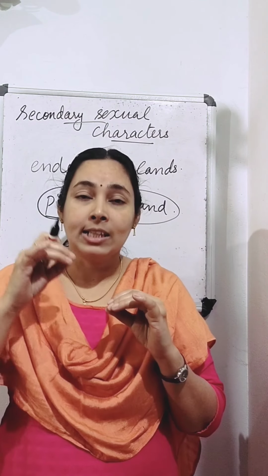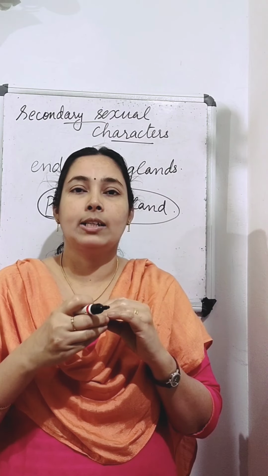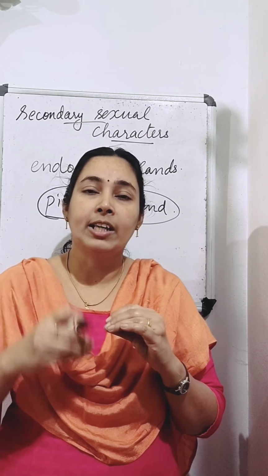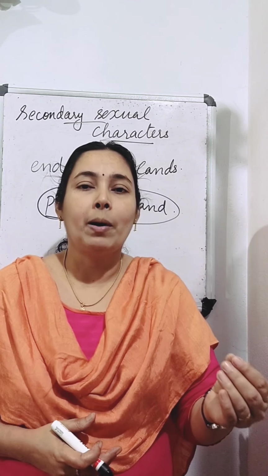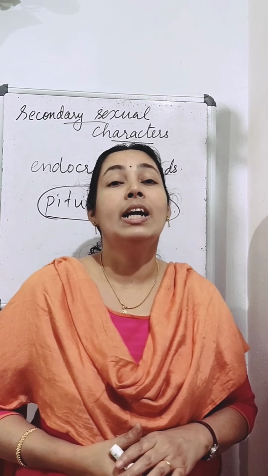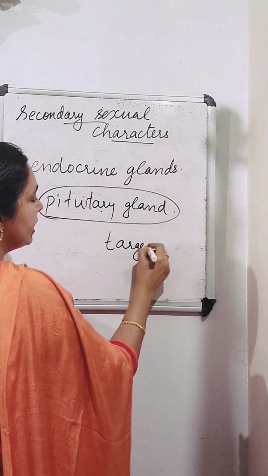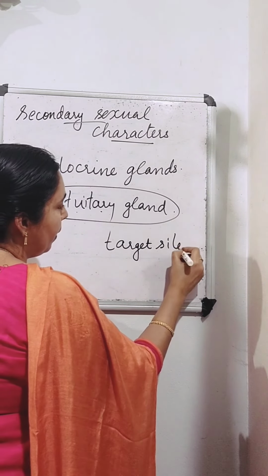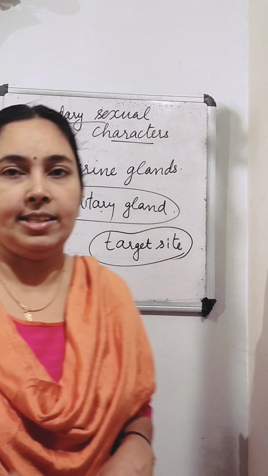So through the blood, these hormones will reach the particular body part where they are acting. That particular body part where they reach is called the target site. So through the blood, the hormones reach the particular body part, and that body part is called the target site.